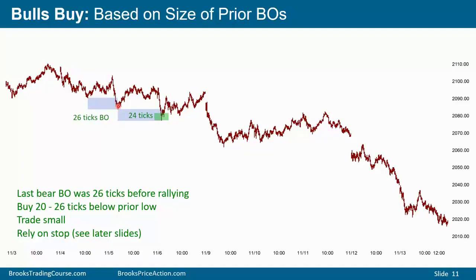Traders see this reversing up 26 ticks below that. We'll expect that if we get around 26 ticks below here, we'll probably reverse up. And therefore, bulls will look to place a limit order to buy 20 ticks, 25 ticks, 26 ticks below that low, expecting a similar reversal.